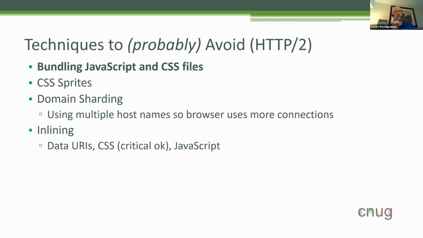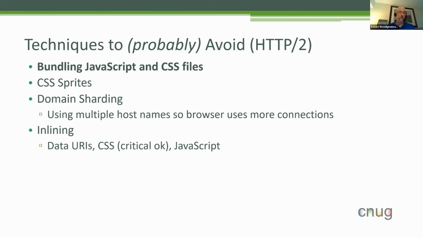You may not want to just dump it entirely, but the advantage of putting them all into a single file goes away because HTTP 2 doesn't penalize you for those additional connections, if that makes sense. If you've done CSS spriting before, that's where you take a bunch of small images, shove them into one image, and then use CSS to index into it. That again was a play to get around the connection limits.